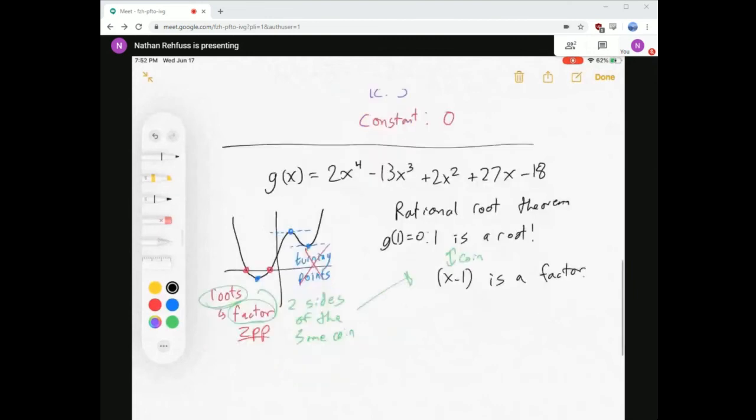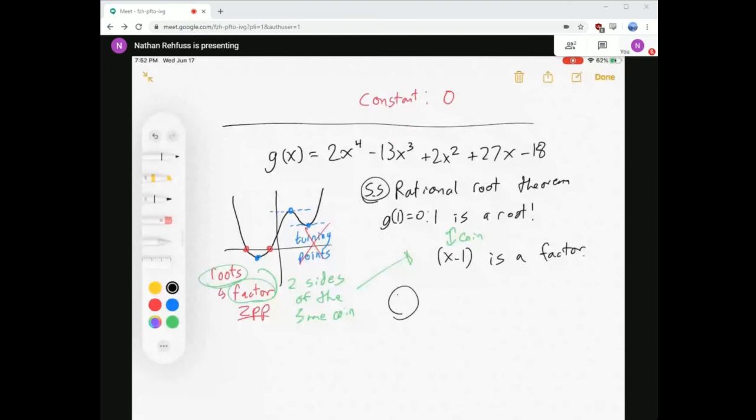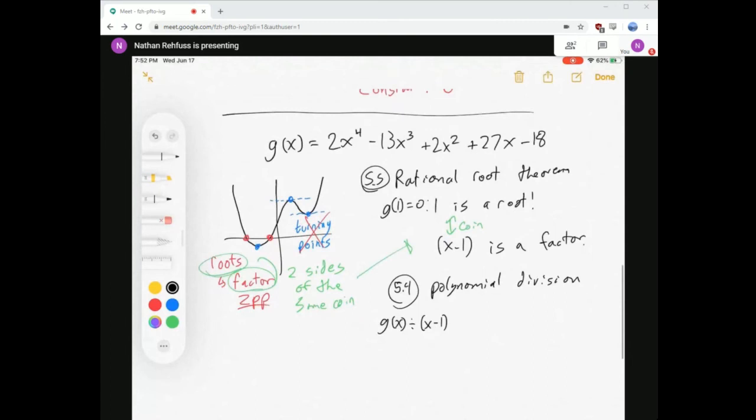So the rational root theorem, that's going to be in 5.5. What we're going to do here, next step of this problem, is something from section 5.4 you'll learn called polynomial division. And what that gets you is you can say g of x divided by x minus 1. It looks like a long division problem, but it's got a bunch of x's in it. It's honestly not that bad. It's pretty fun once you get used to it.